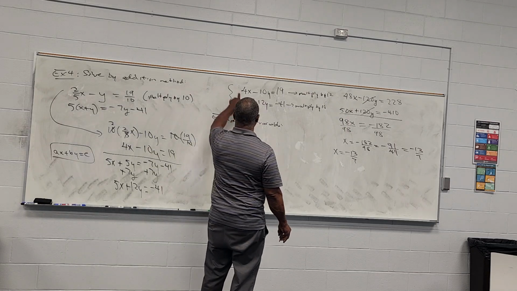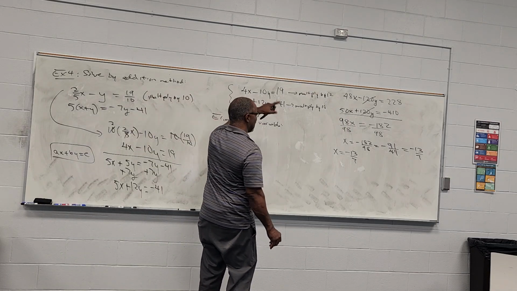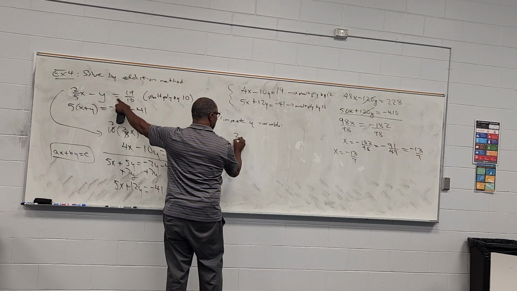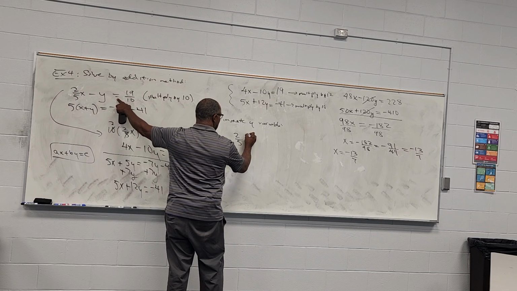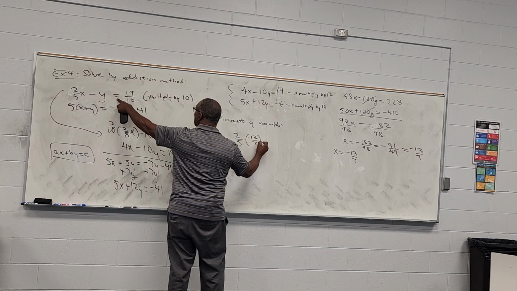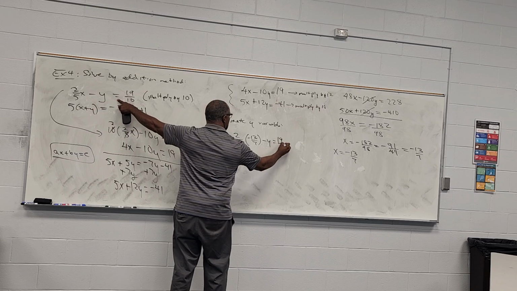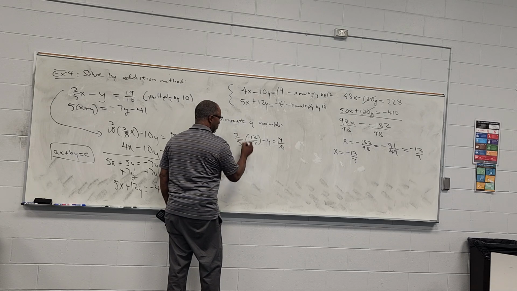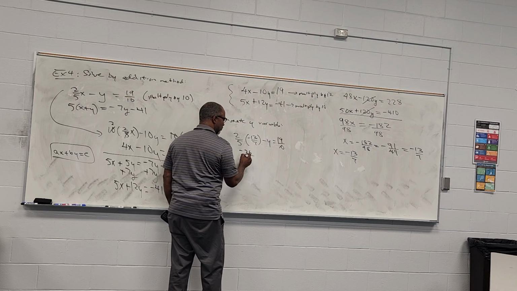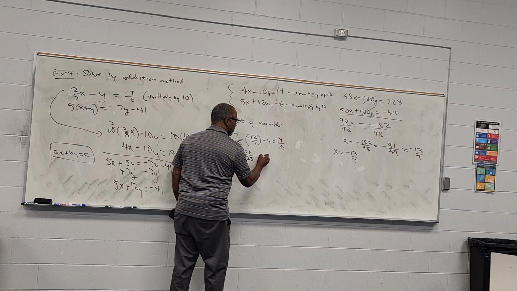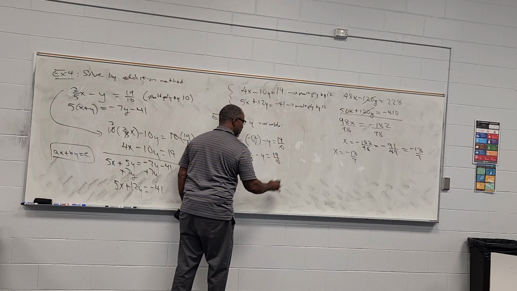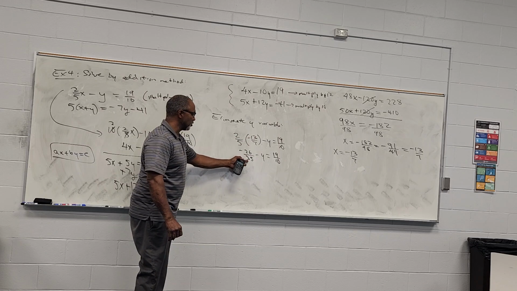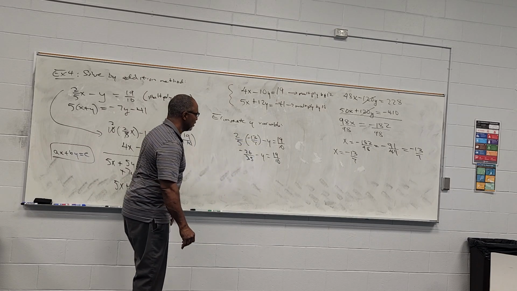Once you find x, now we can put it in either one of these equations. It doesn't matter, and I can find y. Let's put it in this one, it's not too bad. 2/5 times x, where x is negative 13/7, minus y equals 19 over 10. 2 times negative 13 is negative 26, and 5 times 7 is 35, minus y equals 19 over 10.